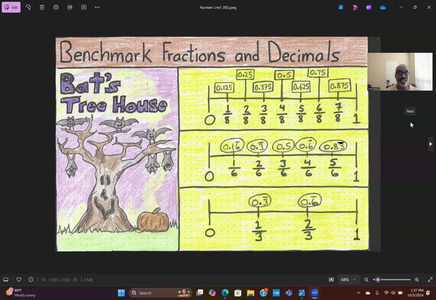Right now, you're looking at the second video in a series of videos related to how to understand fractions and decimals on a number line. And here we are with three number lines. The first number line is divided into eighths, the second number line is divided into sixths, and the third number line is divided into thirds. All right, so here we are live at Bat's Treehouse to learn about these fractions and their decimal equivalents.